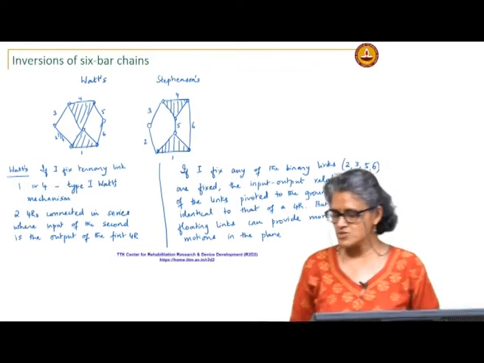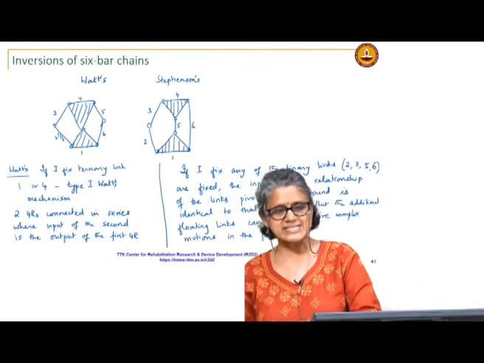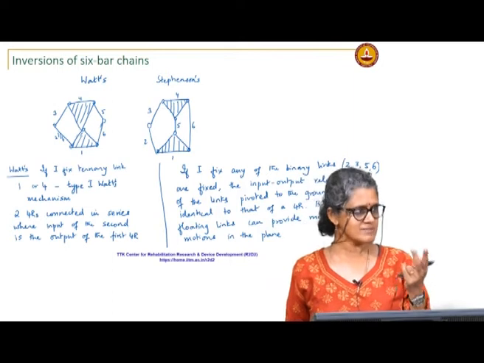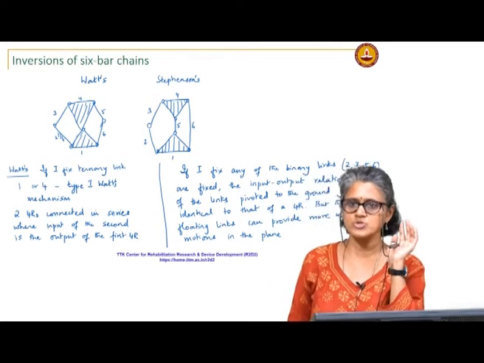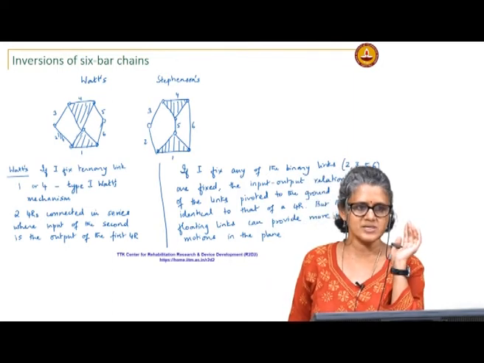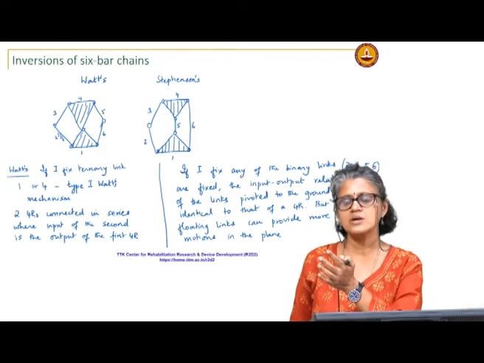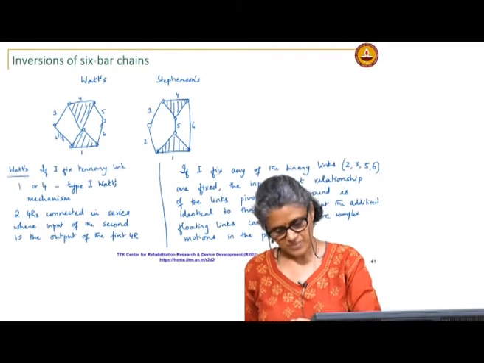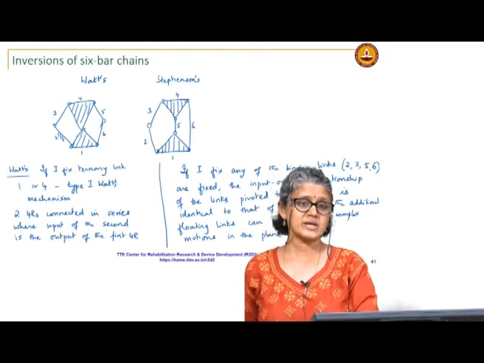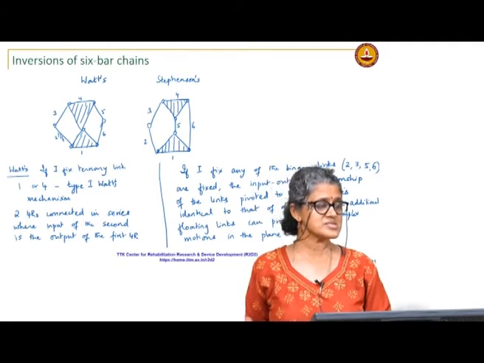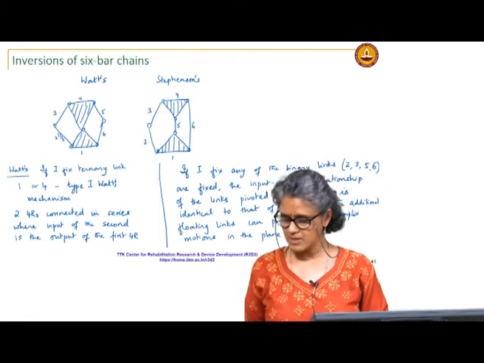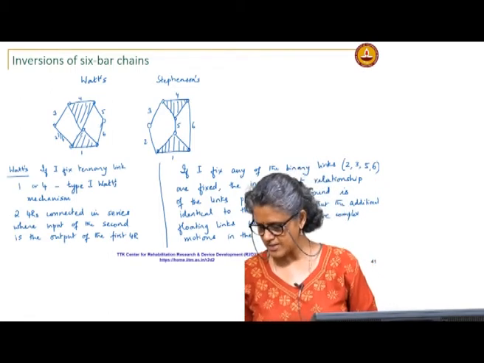Okay. So, if you look at distinct inversions with the Watt's chain, you are basically getting 2 different types, 2 distinct inversions. One is if you fix the ternary link, one is if you fix one of the binary links. Actual motions of course will be quite different depending on which link you fix, because that will be dependent on the dimensions of the links.